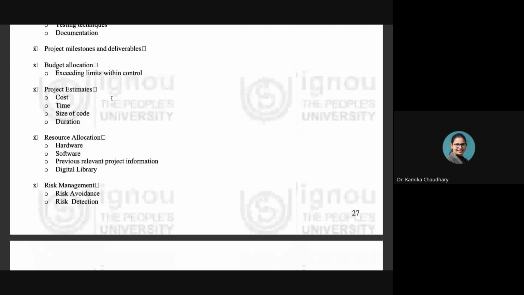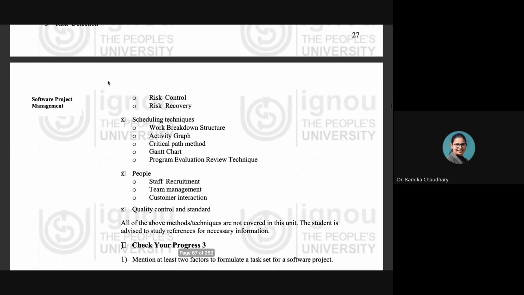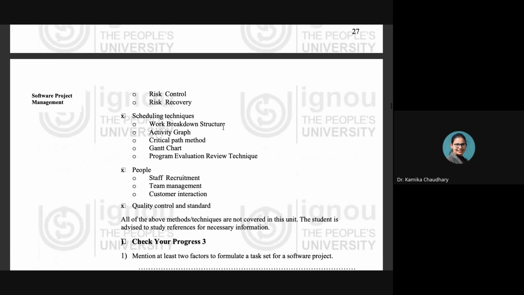Then obviously, the risk management needs to be taken into consideration. It includes the avoidance of your risk, the detection of your risk, the control of your risk, and the recovery of your risk. Then after that, the scheduling techniques. We have just covered all these scheduling techniques: the work breakdown structure, the activity graph, critical path method, Gantt chart, program evaluation review technique, and many more are also available, which come under the scheduling technique.